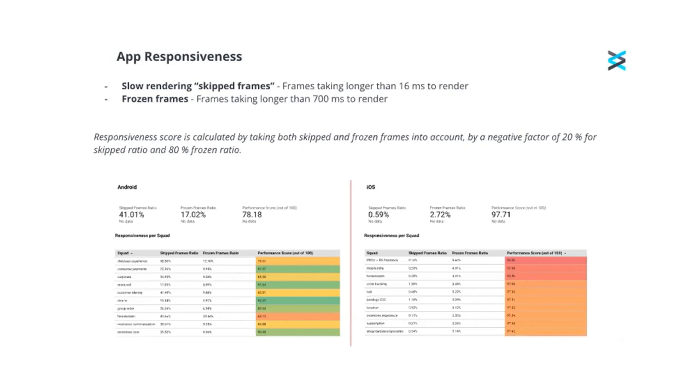So in Pandora, we combined these two metrics to come up with a single responsiveness score, calculated by taking both skipped and frozen frames into account, by factoring 20% of the skipped frames ratio and 80% of the frozen frames. Of course, we put more weight on the frozen frame ratio because this outlines the worst experience for the users. Here it's also interesting to notice that Android, and I believe this would be the case for most mobile applications, will show a bit worse numbers compared to iOS. This is due in big part to device fragmentation and the many OS versions that are active and supported by apps and the main manufacturers.